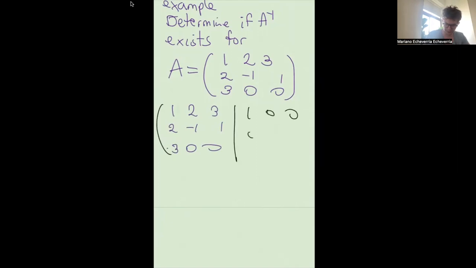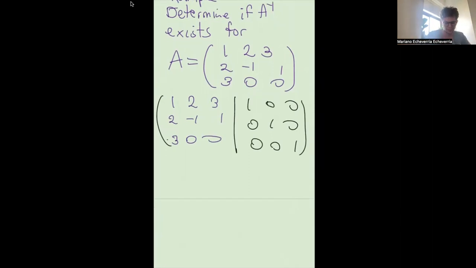Then 1, 0, 0, 0, 1, 0, 0, 0, 1. Okay, as you can see, in practice this can take a little bit of time. So typically these matrices have a couple of zeros in their entries to begin with, so that it's a little bit faster to find the inverse for practical purposes. It's kind of just to get the idea of what's going on.